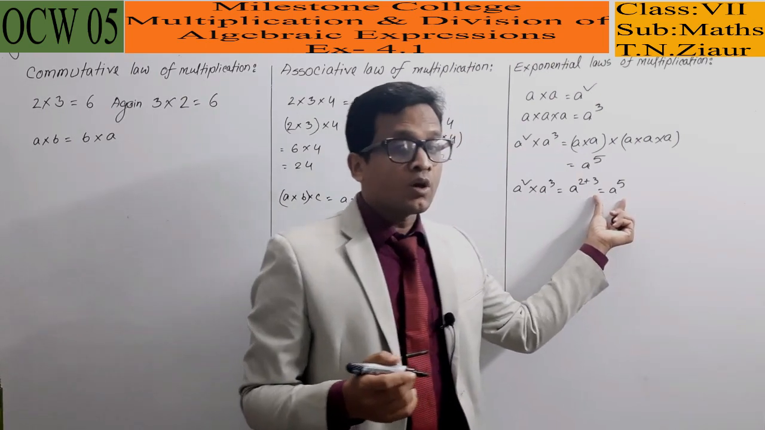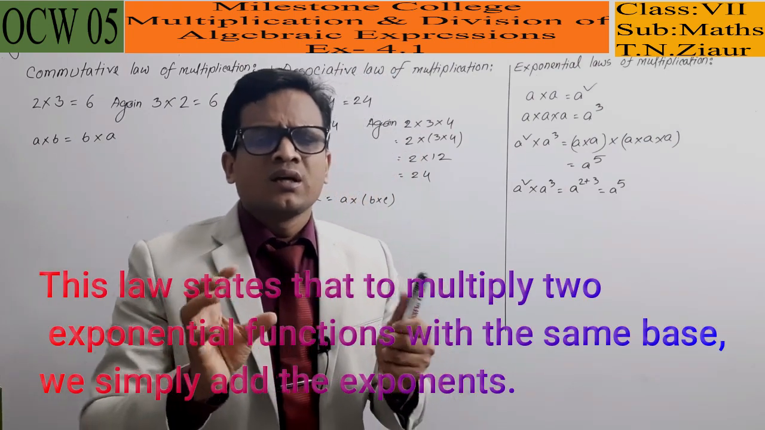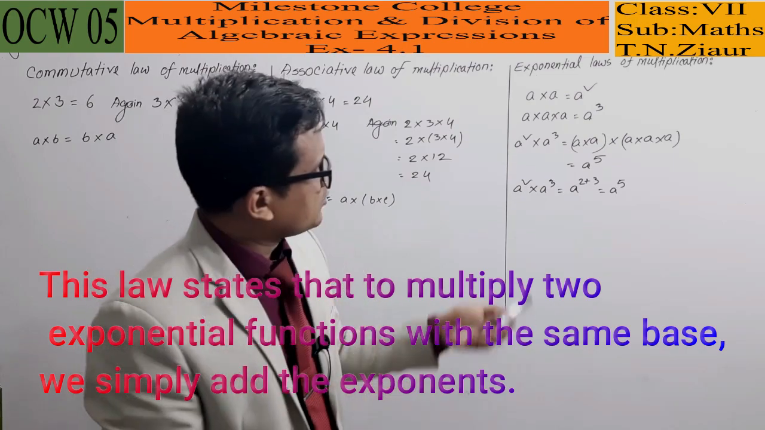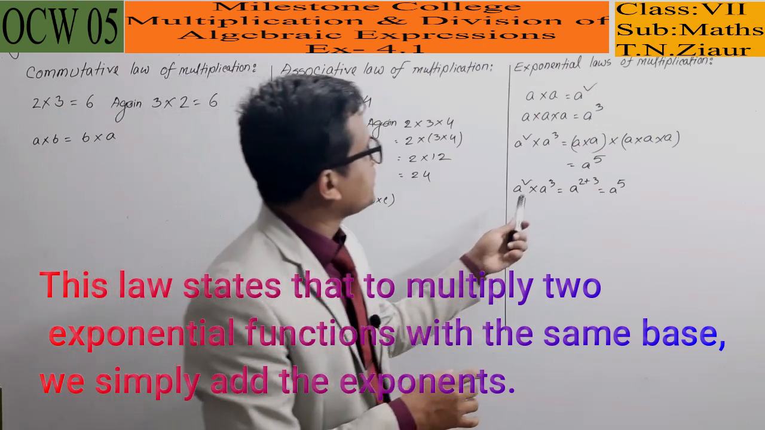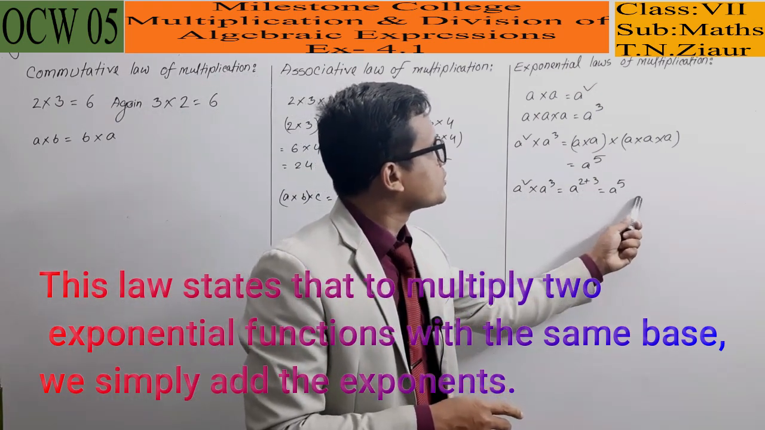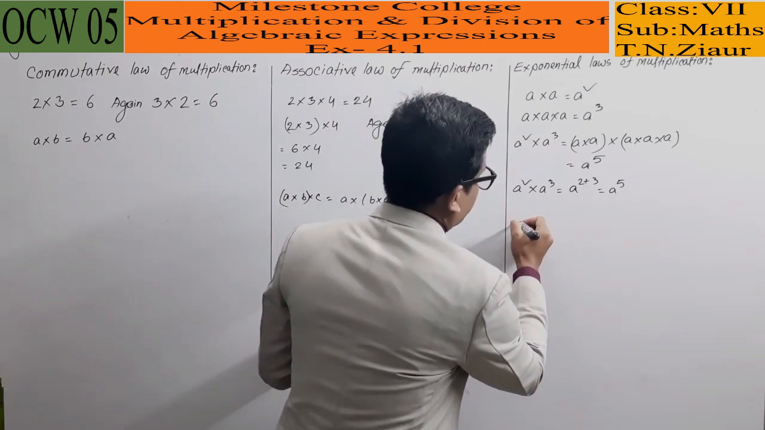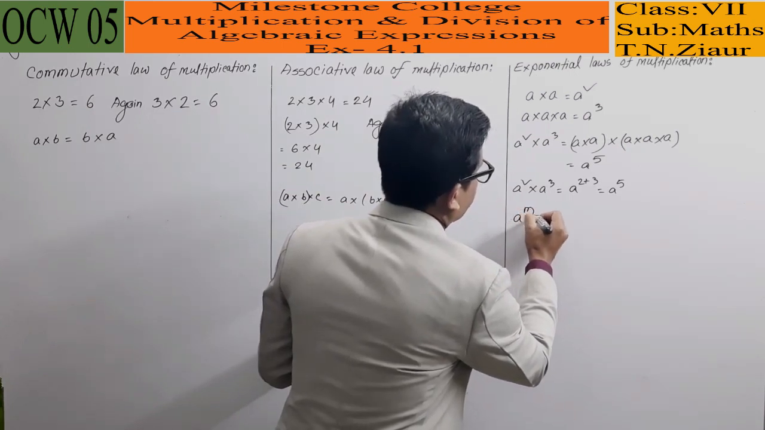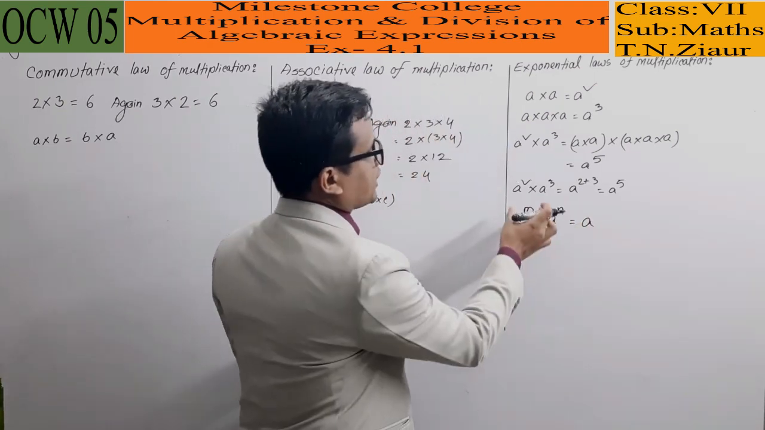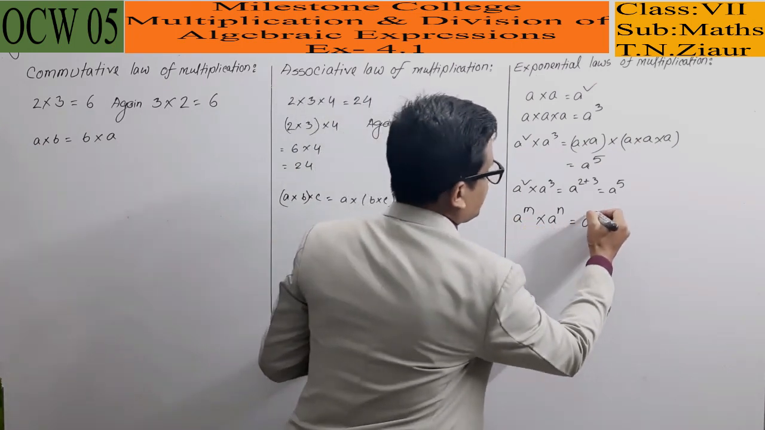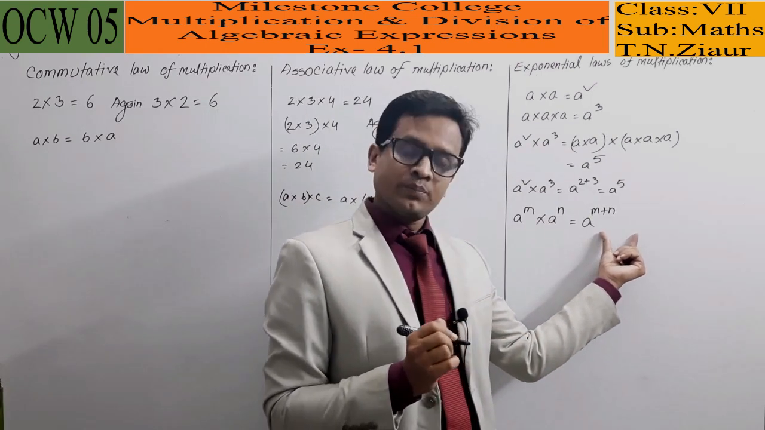So what is the exponential law of multiplication? This law states that to multiply two exponential functions with the same base, we simply add the exponents. This one is called the exponential law of multiplication. If we express it as a symbol, suppose a to the power m into a to the power n is equal to a to the power, the exponents we simply have to add, so it will be m plus n. Okay, students, this one is called the exponential law of multiplication.